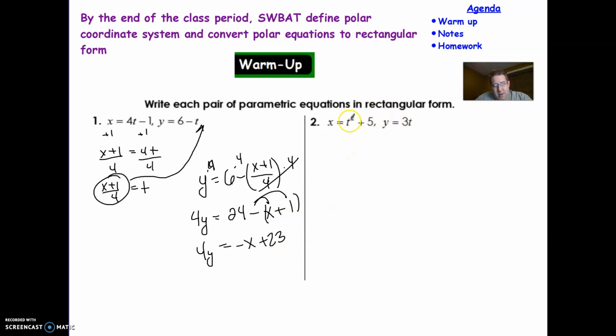All right, I'm going to do the same thing over here. I'm going to take the x coordinates. I'm going to subtract 5 from both sides. x minus 5 equals t squared. Square root of both sides so that t equals both positive and negative square root of x minus 5.